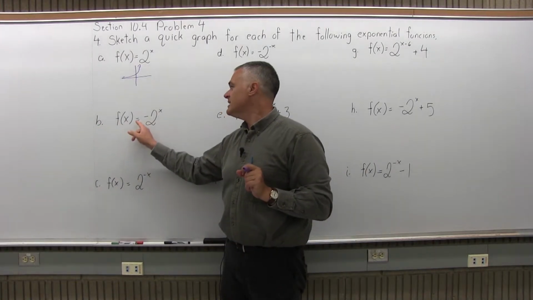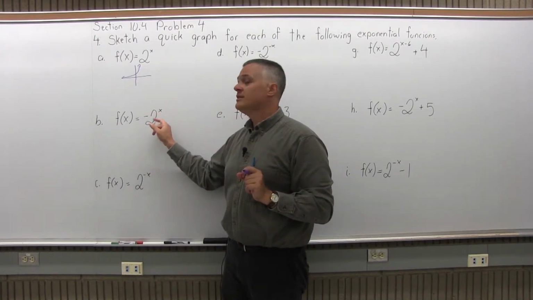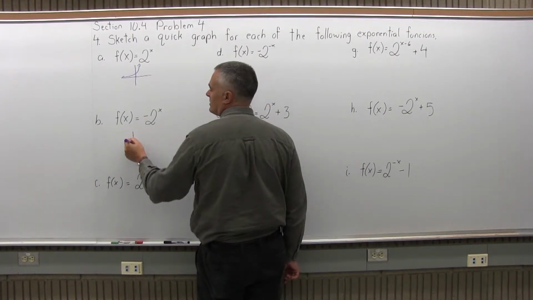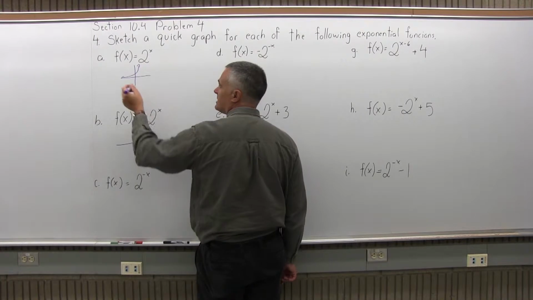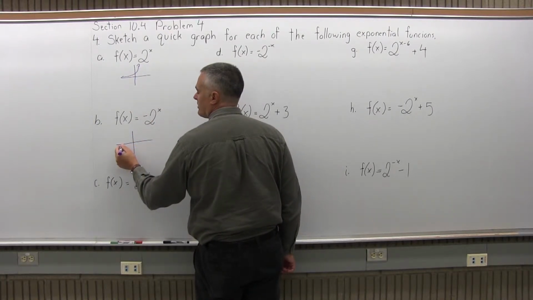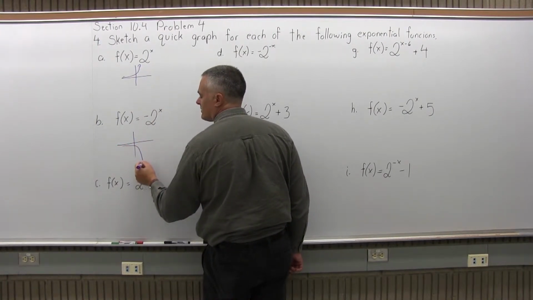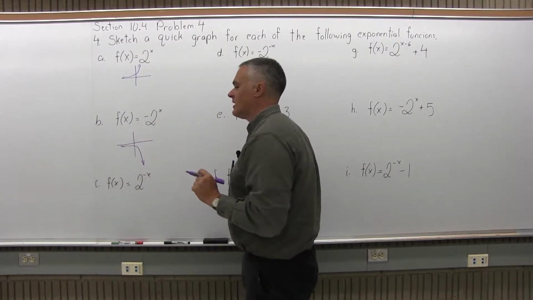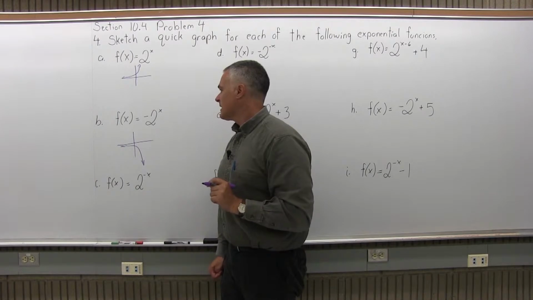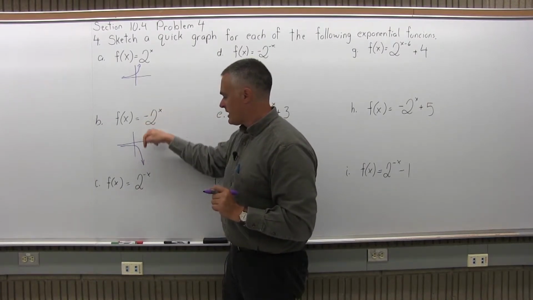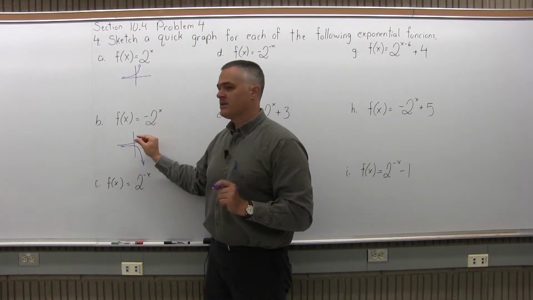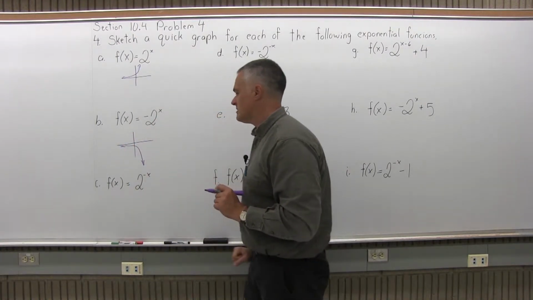Now b is almost the same as a. b is f of x equals negative 2 to the x power. That negative in front of the 2 is going to give you the same shape, but it's going to flip it down. So again, the big end of the exponential function is now in the lower right quadrant of the Cartesian coordinate system. Positive values of x will make it decline very rapidly. Negative values of x will make tiny, tiny negative fractions.